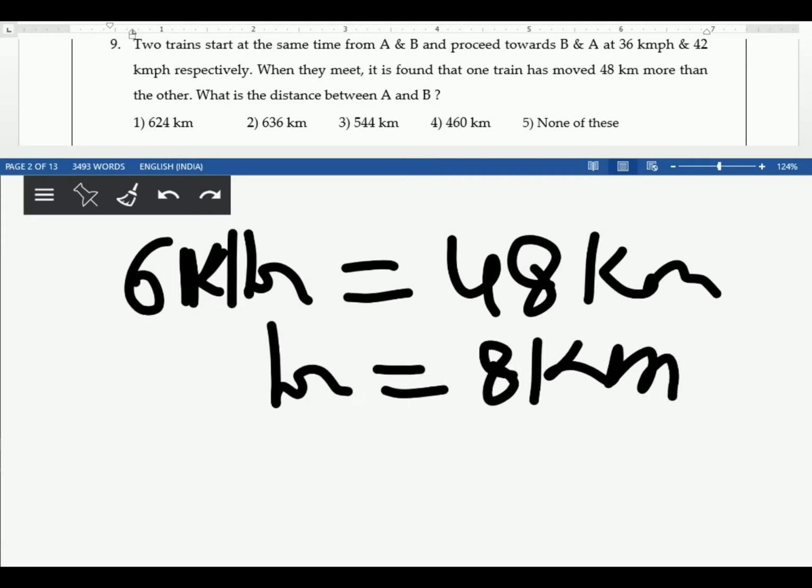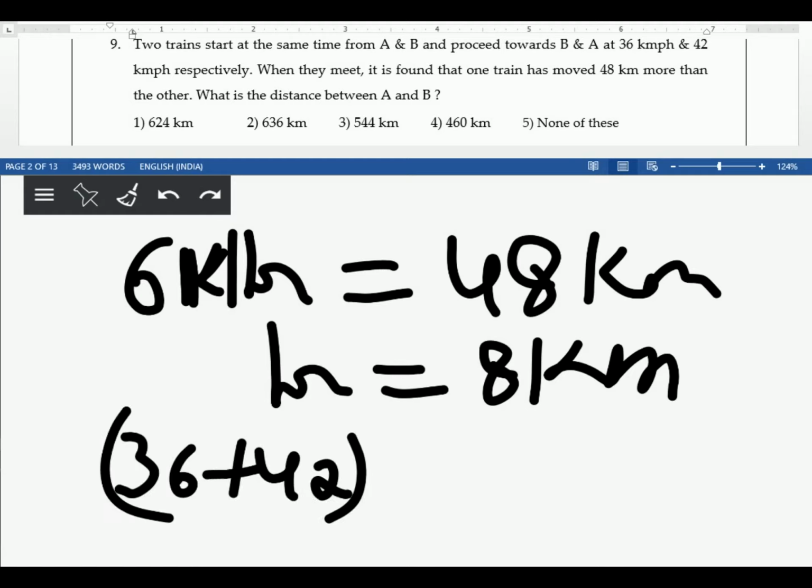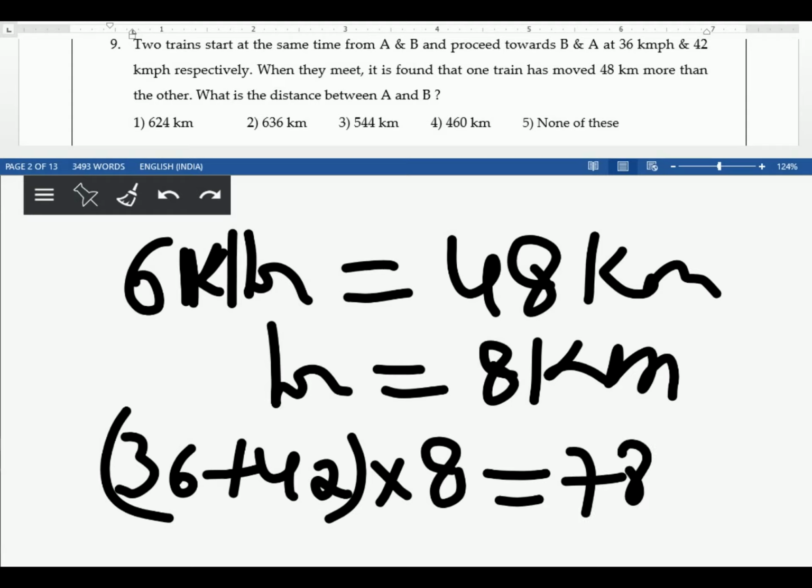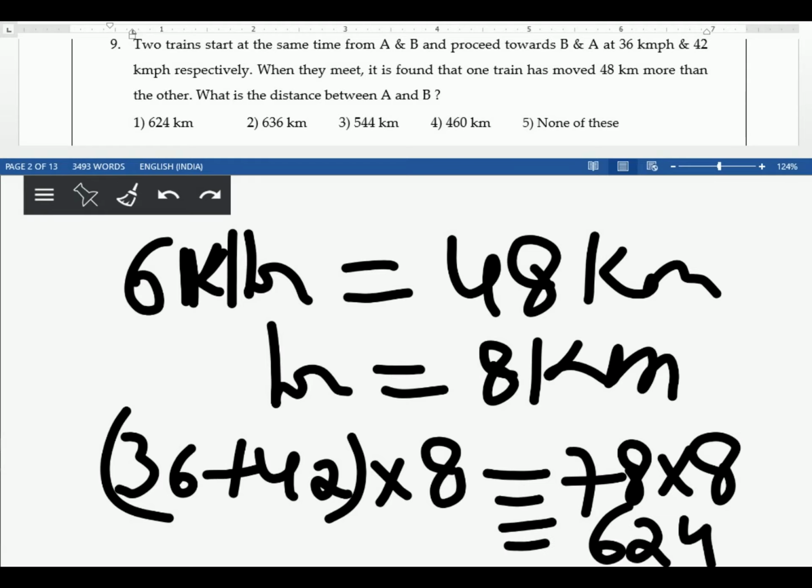Here we are asked about distance between A and B. The distance between A and B is 36 plus 42 into 8. Distance is equal to speed into time. That implies 78 into 8, that is equal to 624. Option number 1.